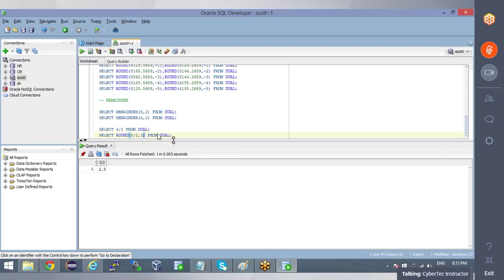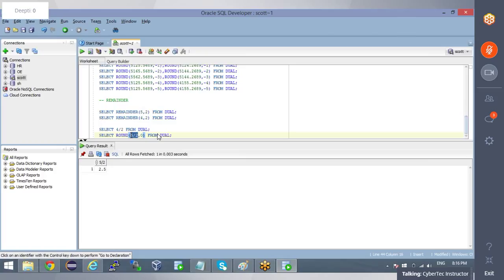I'm just saying 5 by 2 comma 0. When you say 5 by 2 comma 0, what happens? What would be the value here? What would be the output? What is 5 by 2 here? 5 by 2 value is nothing but 2.5. Now it is nothing but round off 2.5 comma 0.